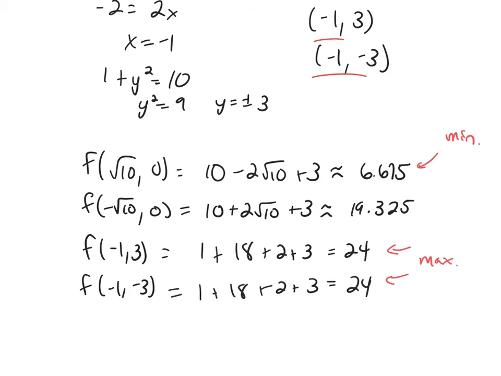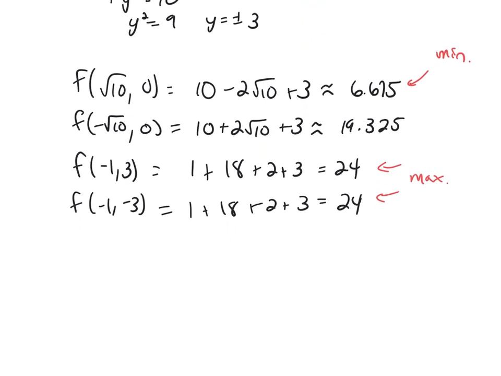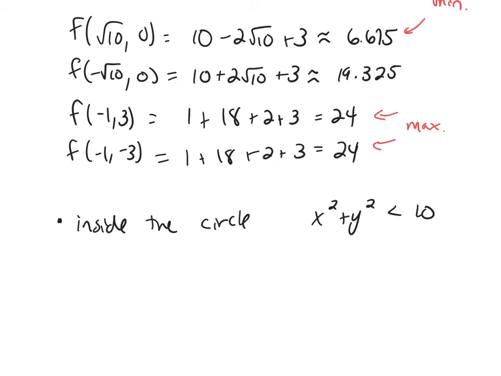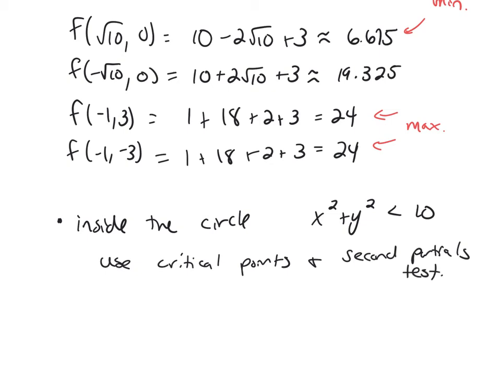Now, this is really just the first part of the problem. Now we have to look at the inside of the circle. Remember I said we had to break it into 2 parts. Inside the circle is where x squared plus y squared is less than 10. And here, you're going to have to use critical points and your second partials test to determine if you have any relative extrema.